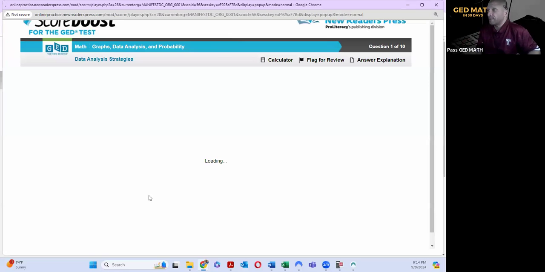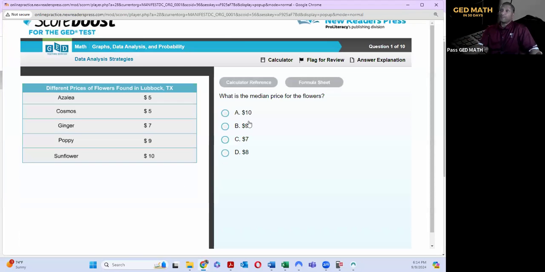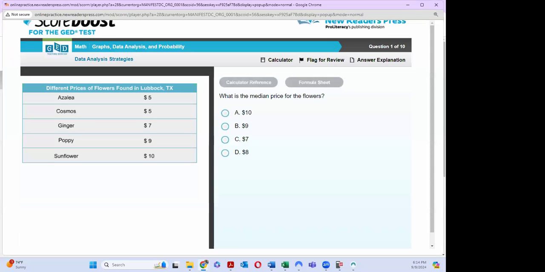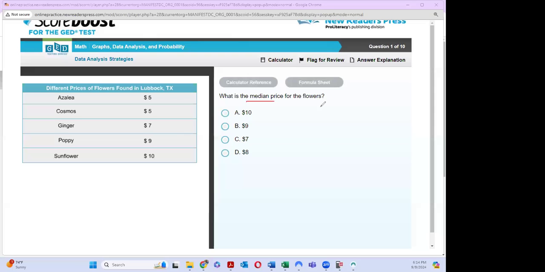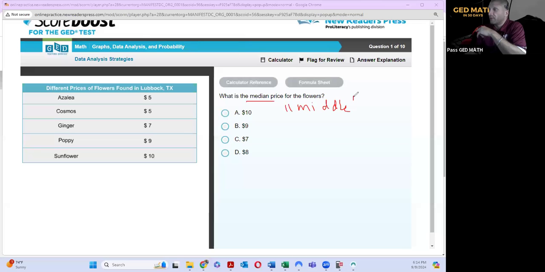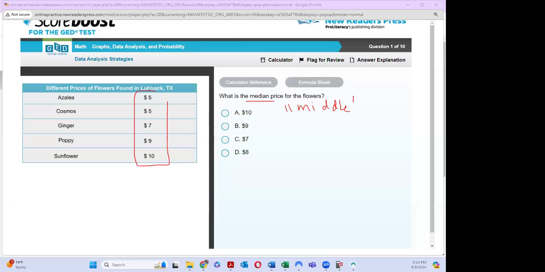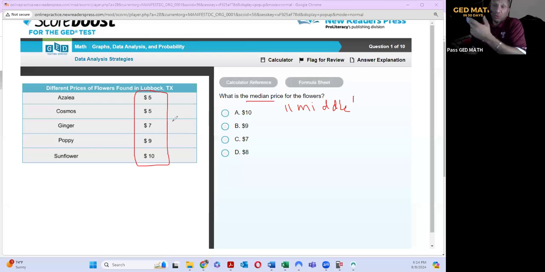So let's try to find mean, median, mode, and range. Here's one right here. What is the median price for flowers, right? So what does median mean? Does anybody know? When they tell you to find a median, what does that mean? Middle? Is that the middle? Middle, right? So the first thing we have to do when we're talking about finding the median is put the numbers in order. Are these numbers in order already? Yeah, they're already in order from lowest to highest.